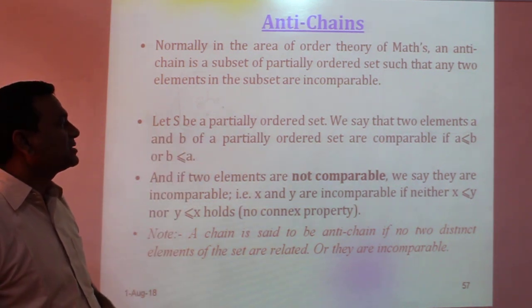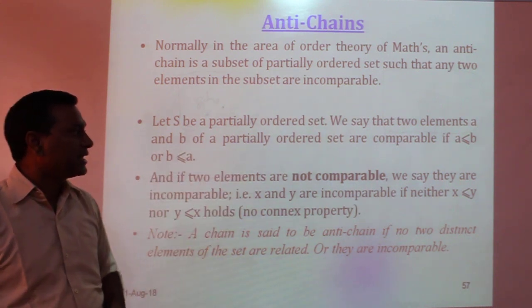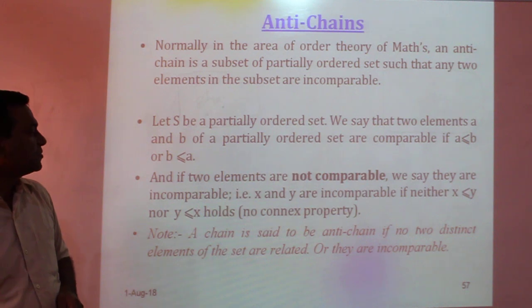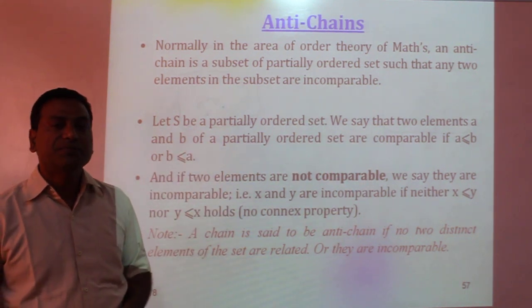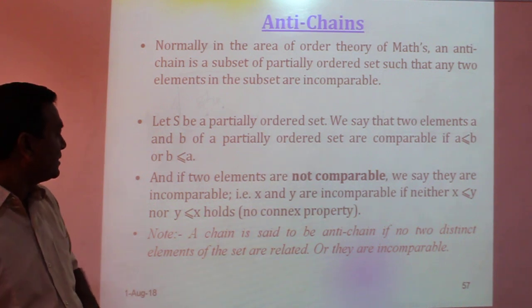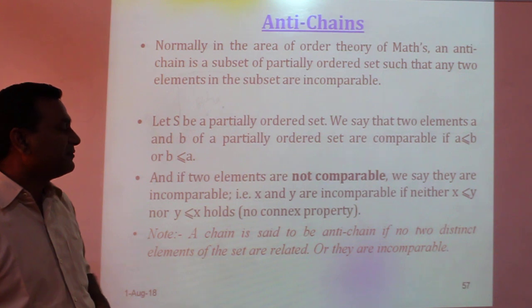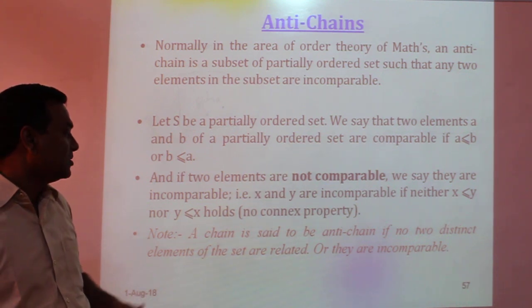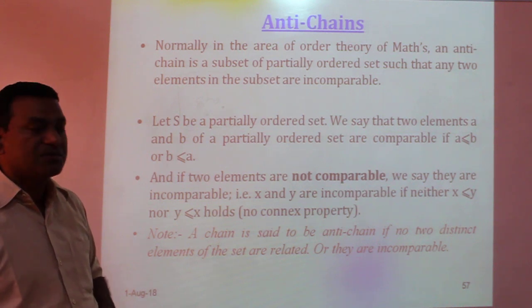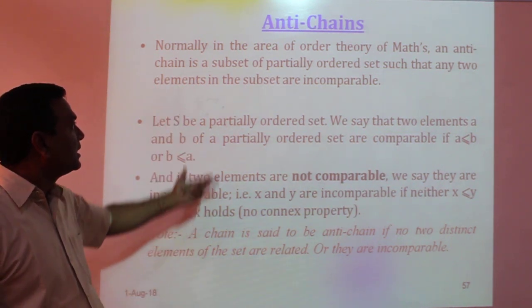Let S be a partially ordered set. We say that two elements a and b of a partially ordered set are comparable if a is less than or equal to b or b is less than or equal to a. And if two elements are not comparable, we say they are incomparable. That is, x and y are incomparable if neither x is less than or equal to y nor y is less than or equal to x holds, meaning no connex property. That's why this is the antichain.